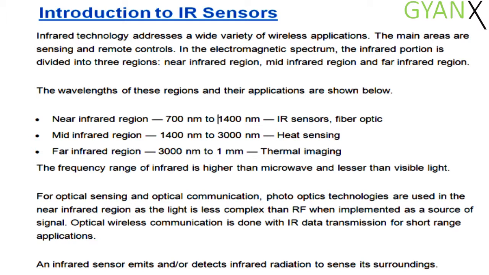The frequency range of infrared is higher than microwave and lesser than visible light. For optical sensing and optical communication, photo-optics technology is used in the near infrared region, as the light is less complex than RF when implemented as a source of signal. Optical wireless communication is done with infrared data transmission for short-range applications. An infrared sensor emits or detects infrared radiation to sense its surrounding.